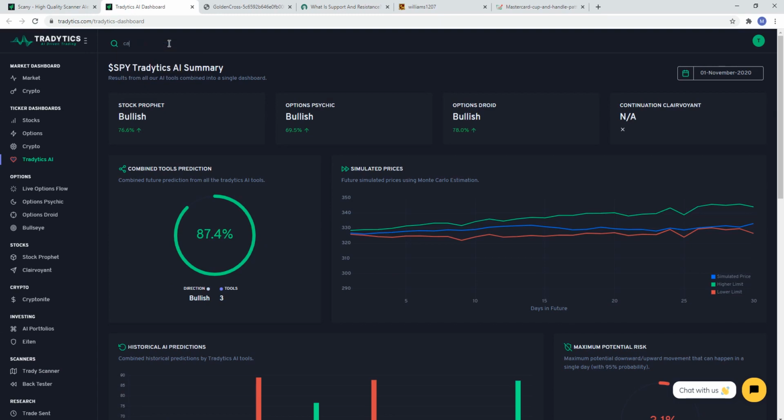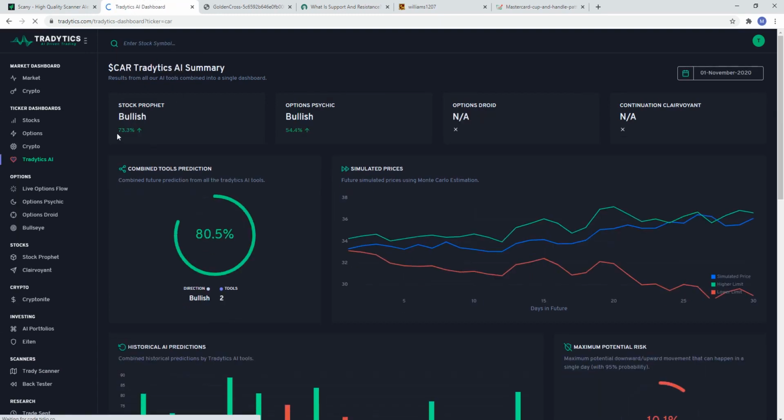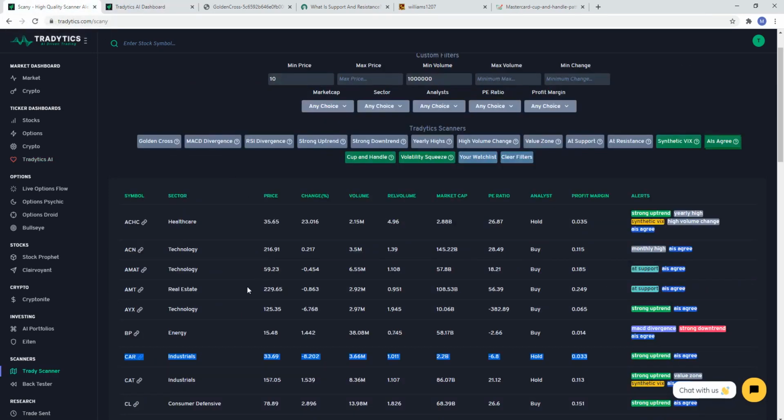Let us take a look at CAR, which is bullish on 2 of our AI tools and the others do not have an opinion about it. Since it does not have any opposite opinions from our AI tooling, we are more confident that it will go up in the next days.